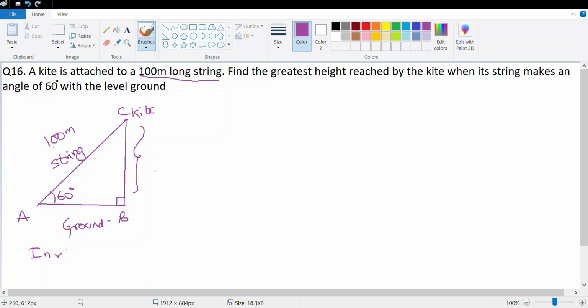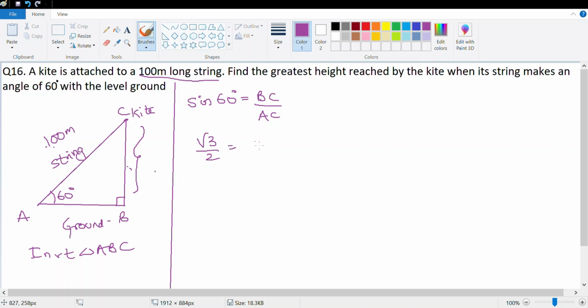So in right triangle ABC, let's see which ratio I need to calculate. I have hypotenuse and I have to find perpendicular, which means sine 60 degree is equal to BC upon AC. Sine 60 degree is root 3 upon 2. So root 3 upon 2 is equal to BC, which we need to calculate, upon AC, which is 100. Therefore, BC is equal to 100 root 3 upon 2 meter. This is 2 50. Therefore, BC is equal to 50 root 3 meter.